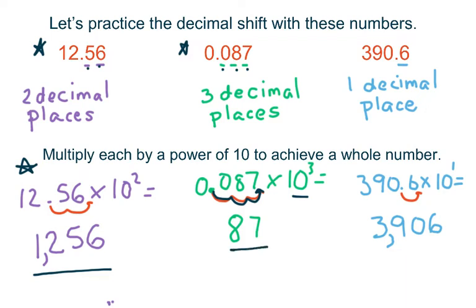Last, let's look at 390 6/10. As you can see, there's only one decimal place. That means we're going to multiply 390 6/10 by only 1 power of 10 to get our whole number product, 3,906. Because we multiplied by only 1 power of 10, that means the decimal point shifted only one place to the right.